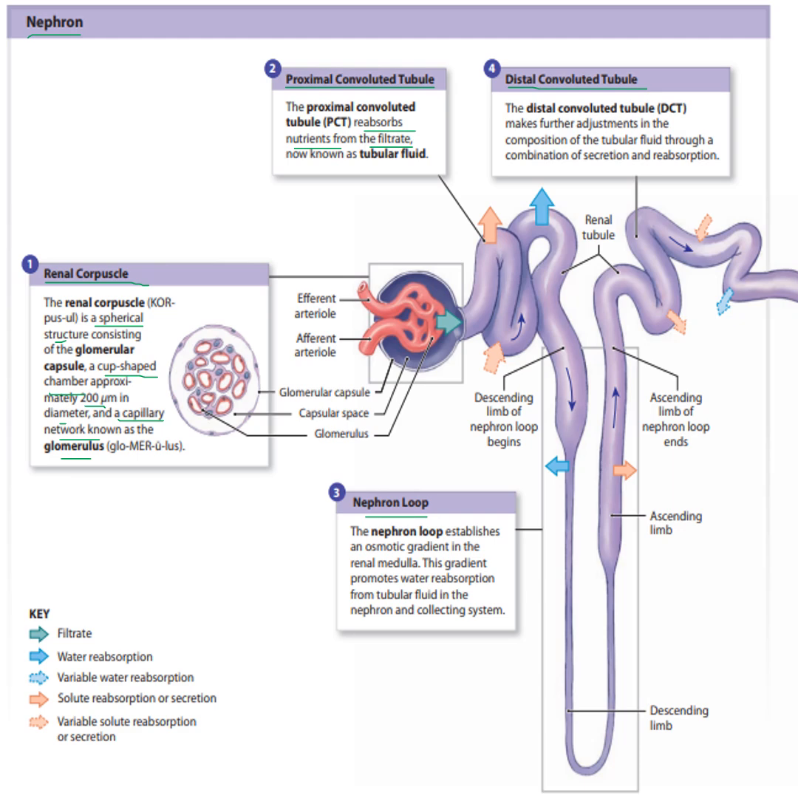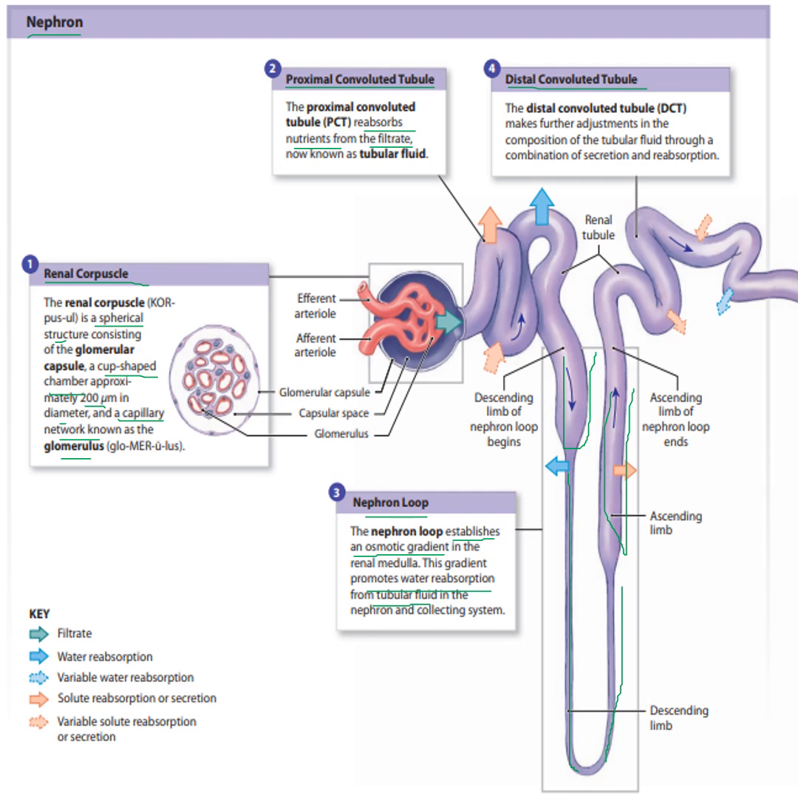The nephron loop has four parts. As you can see, this is the first one, the thick descending limb of the loop of Henle. This is the thin descending limb of the loop of Henle, and this is the thin ascending limb, and this is the thick ascending limb of the loop of Henle. So the nephron loop stabilizes an osmotic gradient in the renal medulla. This gradient promotes water reabsorption from the tubular fluid in the nephron and collecting system.